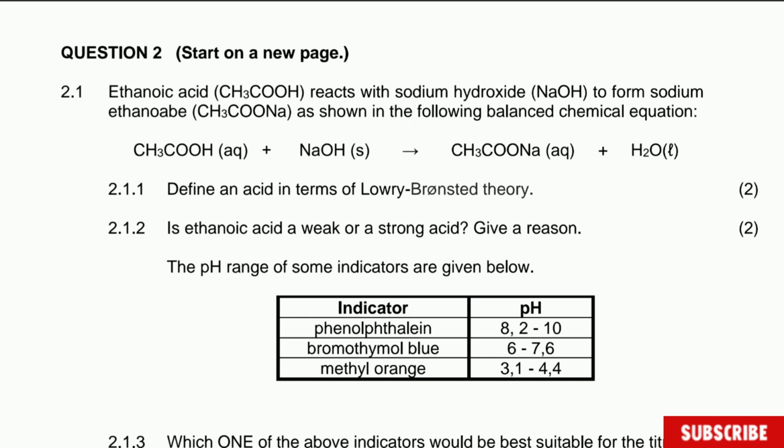Define an acid in terms of Lowry-Brønsted theory. And all you have to say is that an acid is a proton donor. Is ethanoic acid a weak or strong acid? Give a reason. Now, ethanoic acid is a weak acid. Now, why is it a weak acid? Because it ionizes incompletely in water.